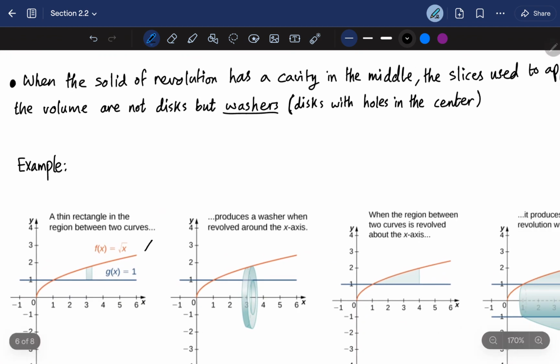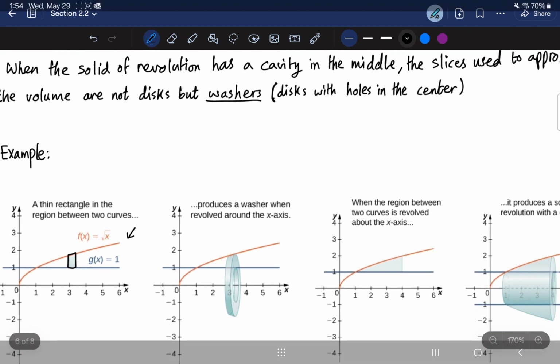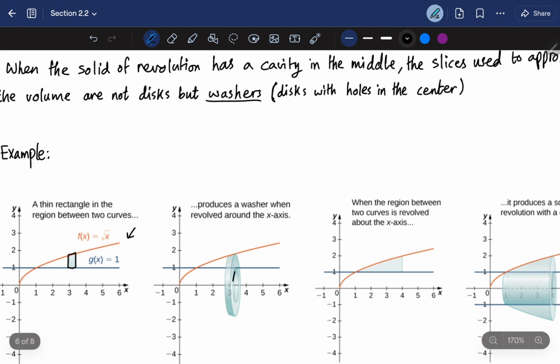If I have these two functions, and let's take this small rectangle. If I want to revolve it around the x-axis, as you can see, we're going to have a hole right here because we have nothing here. Once you revolve this around the x-axis, it's going to create a hole here, but the whole thing around it is going to be filled. So that's why we get this solid right here.